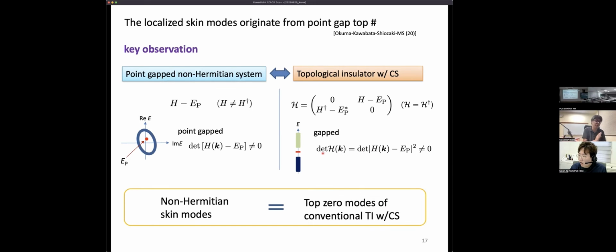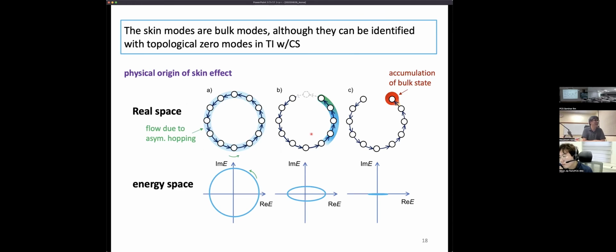So, as I mentioned before, the classification of these systems is the same. So if this system has a topological number, this system also has a topological number. And we found that because of this topological number, we can obtain the non-Hermitian skin mode because of this correspondence. And here I should mention that this obtained skin mode, the bulk mode, although they can be identified with a topological zero mode in the topological insulator with chiral symmetries.